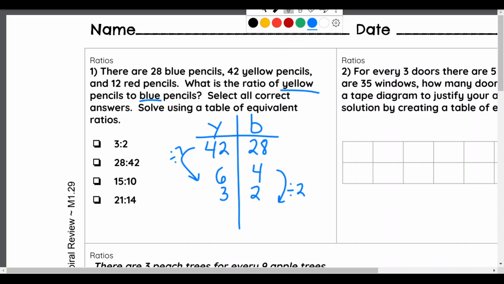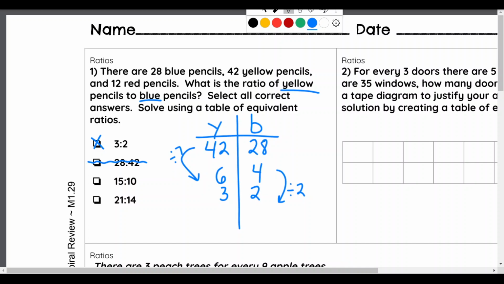So I have a ratio of 3 to 2. So this one right here is an answer. It is equivalent. 28 to 42, I'm going to eliminate that one because that ratio is in the wrong order. That's the ratio of blue to yellow instead of yellow to blue.